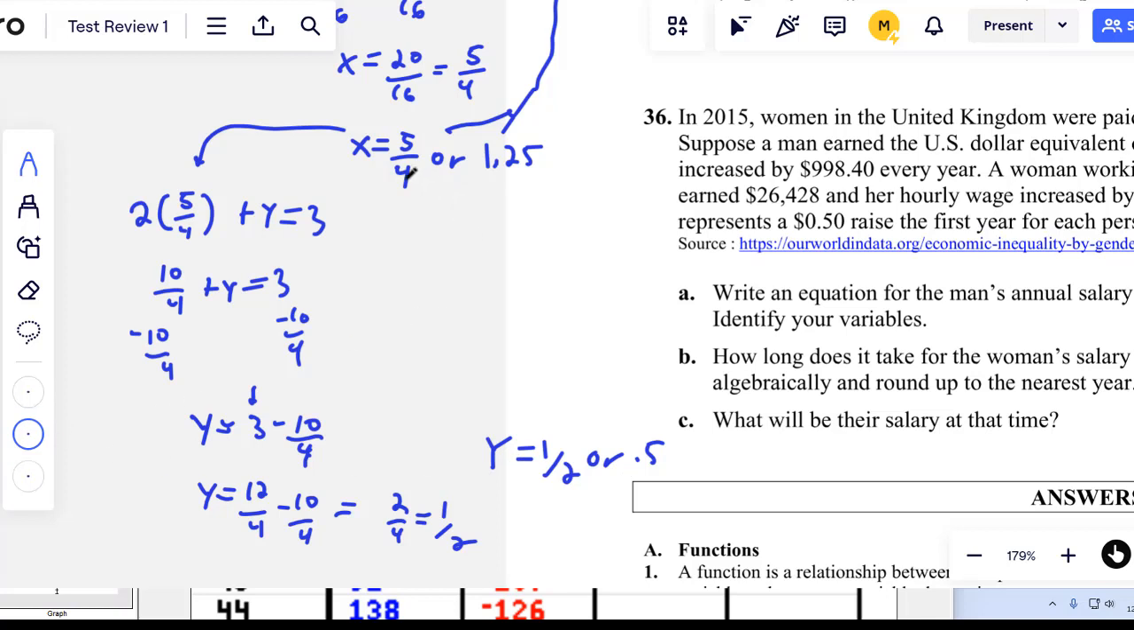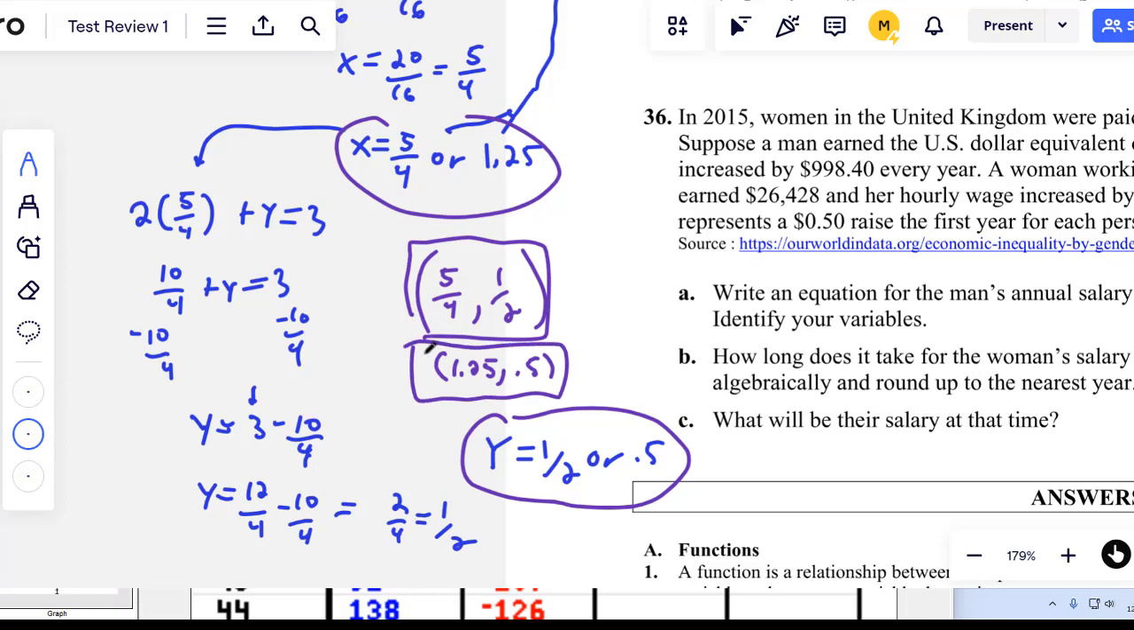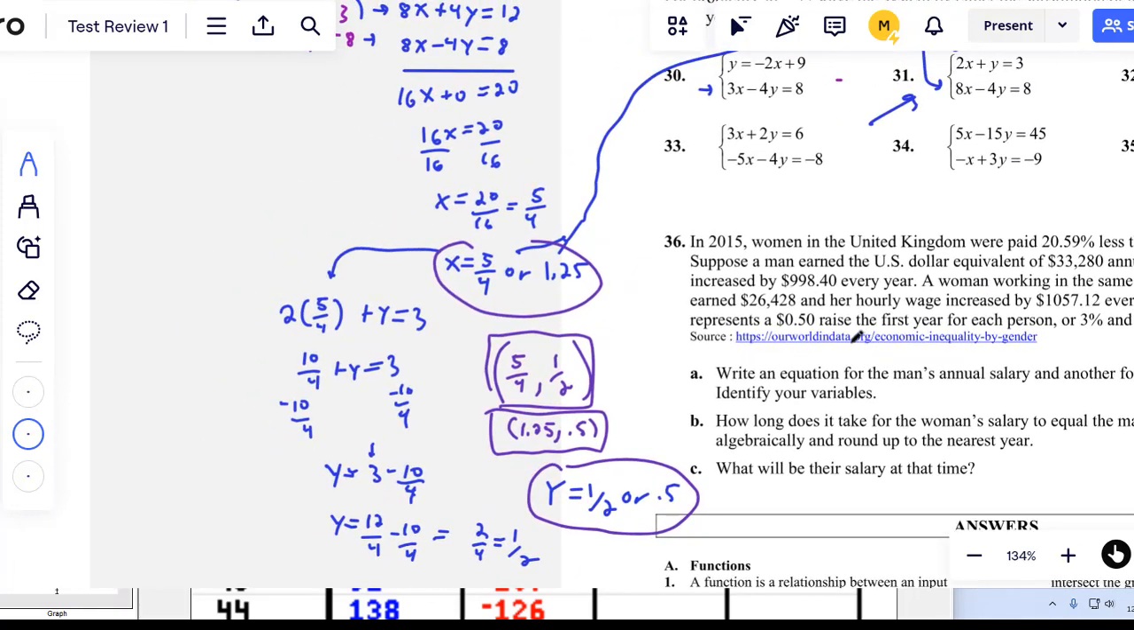So your ordered pair, right, is coming from here. You would write either 5 over 4, comma 1/2, I would accept that, or you would write 1.25, comma 0.5, I would accept that as well. Right, so either of those answers would work for me. That was number 31. Again, I'll leave this on the board for a moment. Maybe you want to pause your screen if you want to write this down. And then we'll do number 32.